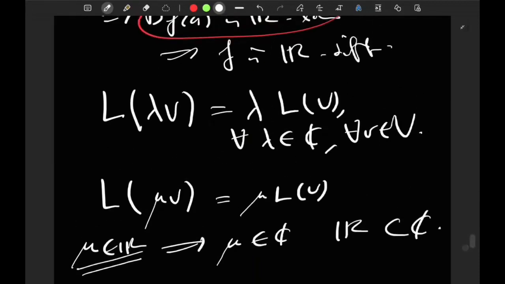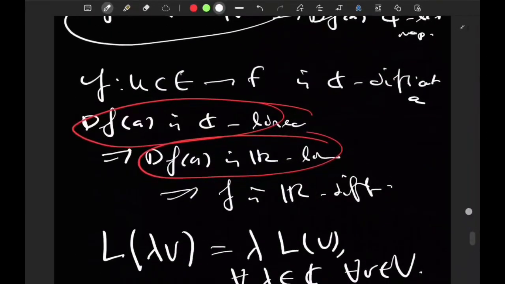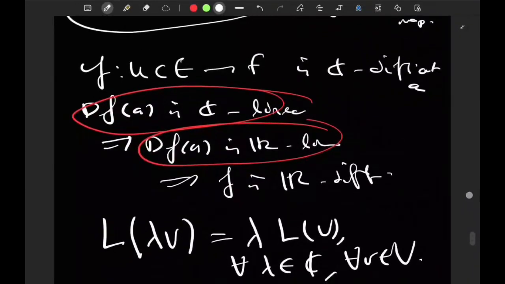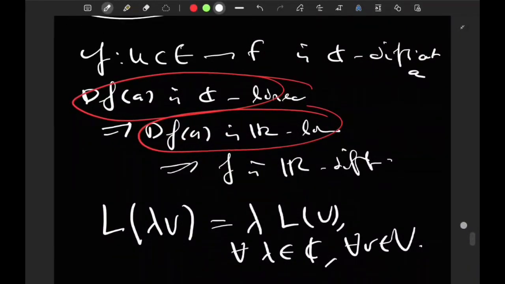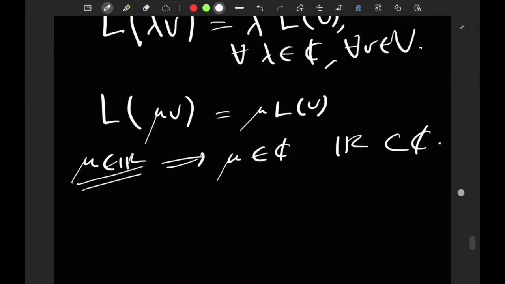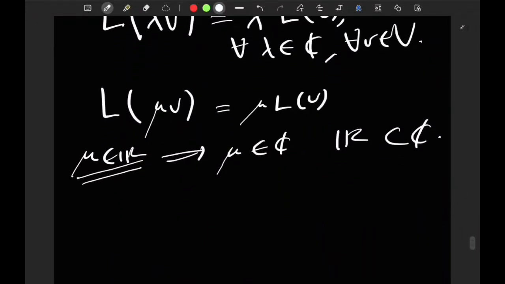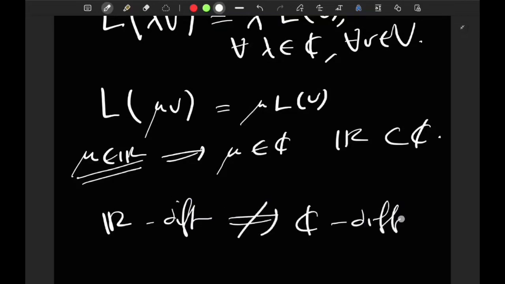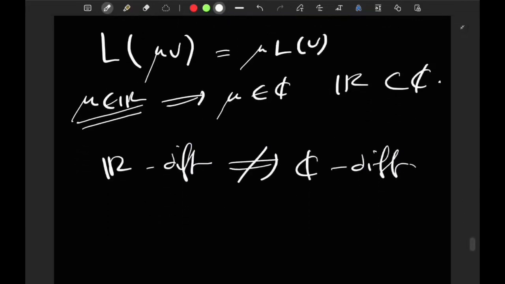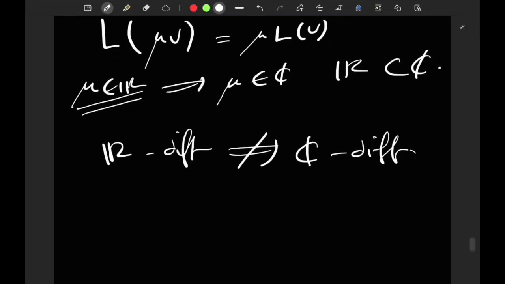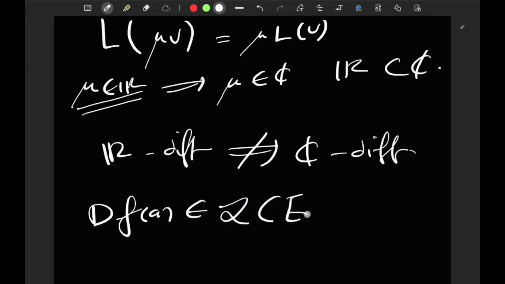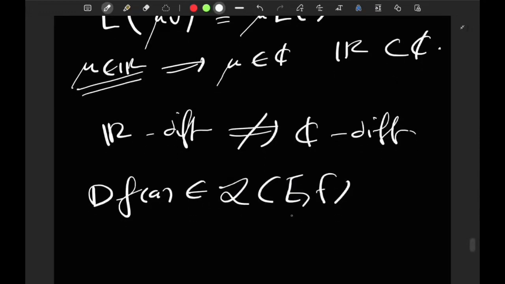And when we say something is C differentiable, we can say directly that it's also R differentiable. But the converse, of course, is not correct. If you are R differentiable, this does not imply that you are C differentiable, at least not always. And the reason for that is the space of bounded linear maps: when you say df of A belongs to L of E, F, we're saying bounded linear maps from E to F.